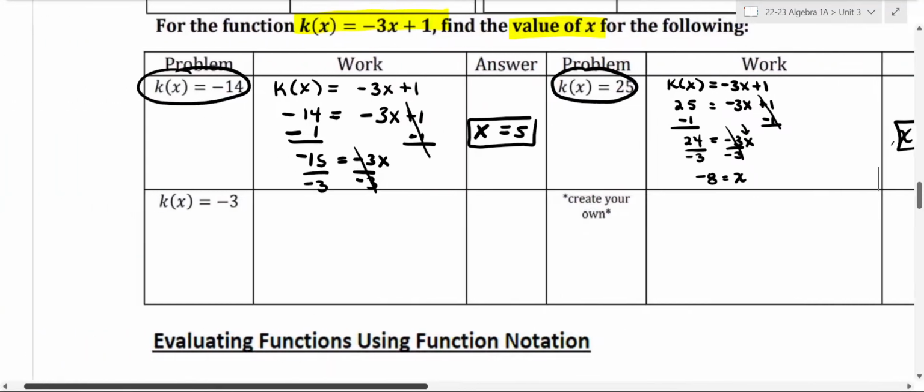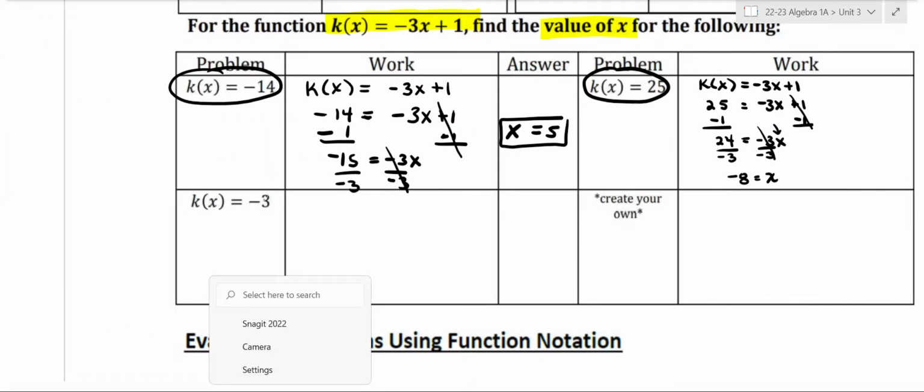Let's try this one more time. We're given that k of x.